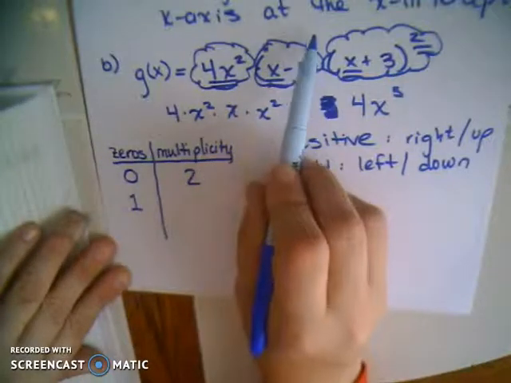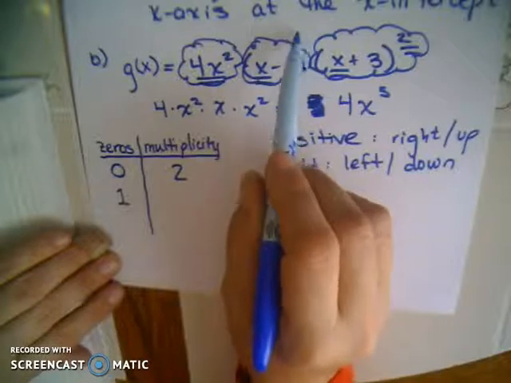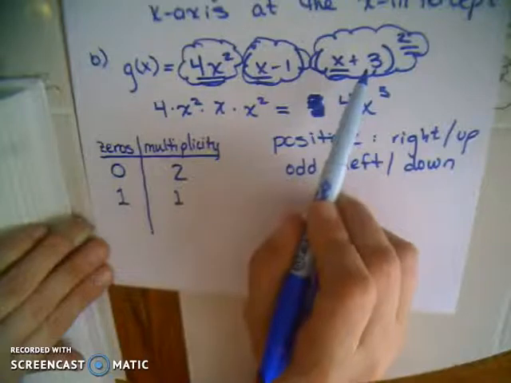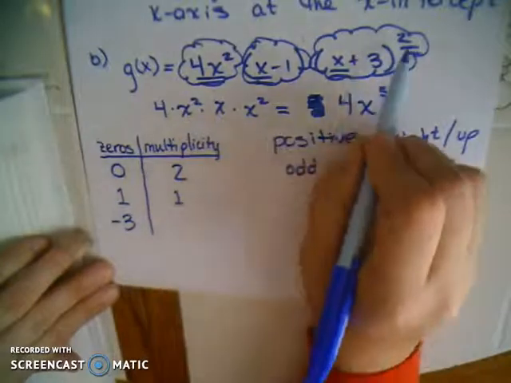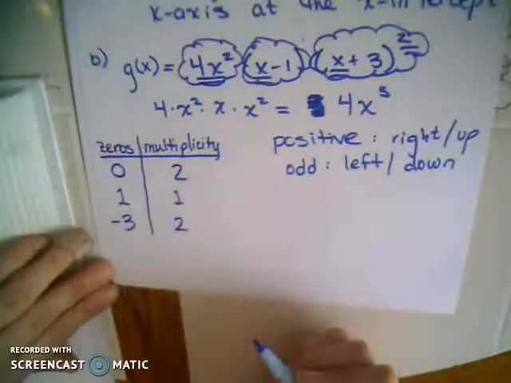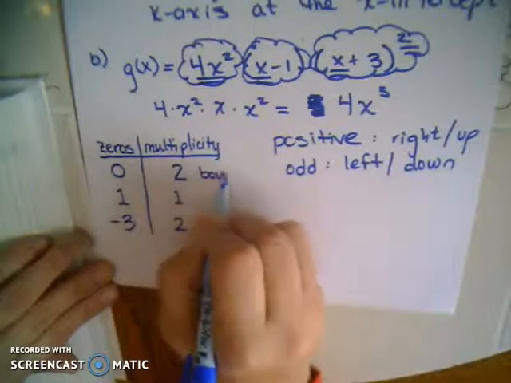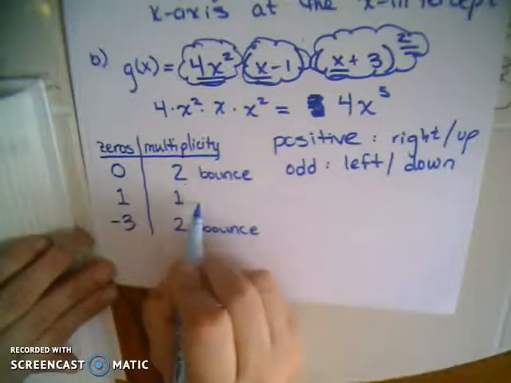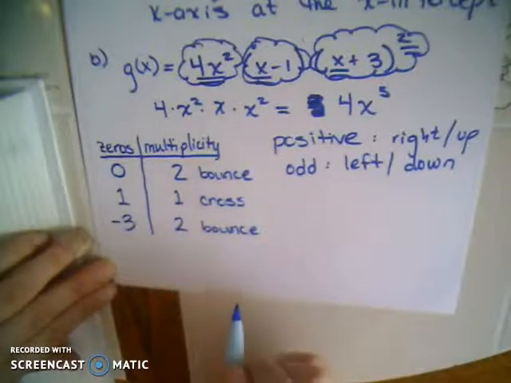And the power on that factor, we don't see a power. And when you don't see a power on the factor, we can always just assume it's a 1. So it's multiplicity 1. And then our last factor is x plus 3. If we set that equal to 0 and solve, we get a zero of negative 3. And there was a power of 2 on that factor. So again, multiplicity 2. So when the multiplicity is even, we are just going to bounce off of our intercept. When the multiplicity is odd, we will actually cross through the x-axis at our intercept.